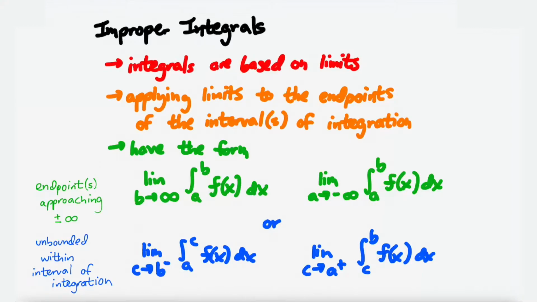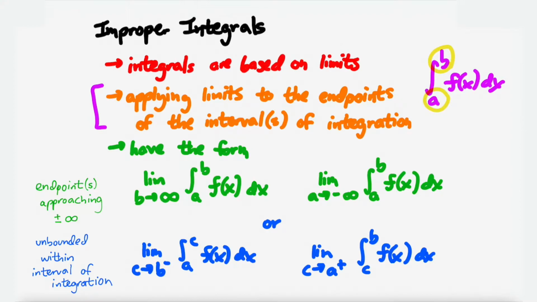Improper integrals are basically applying limits to the endpoints of the intervals of integration. So that's what it says in the orange right here. The endpoints that I'm referencing are when you have an integral going from A to B, you're using limits on this A and this B. And we're going to show you the forms that it takes.